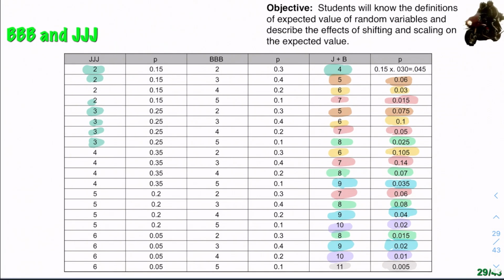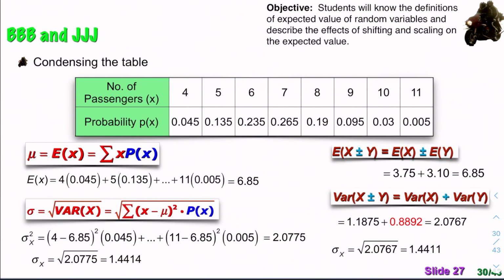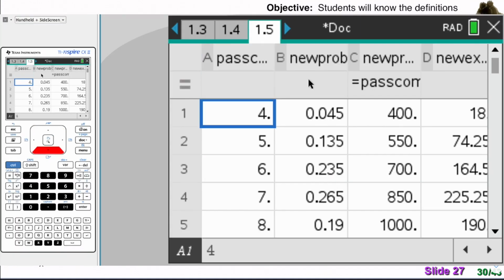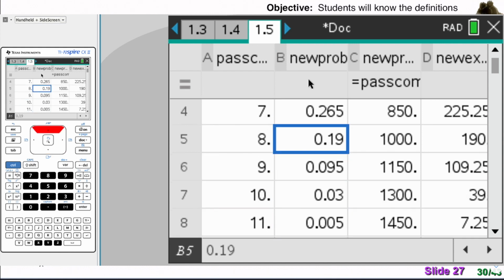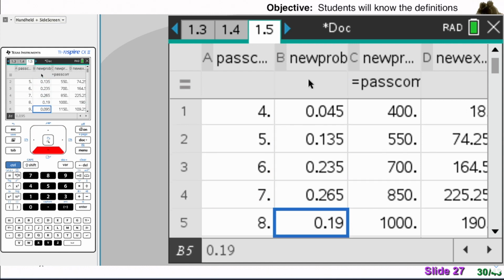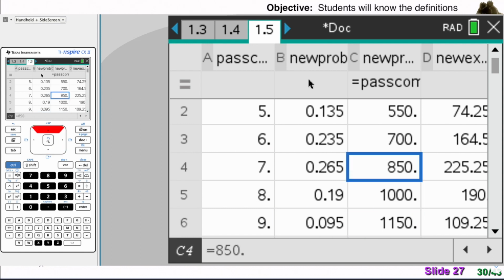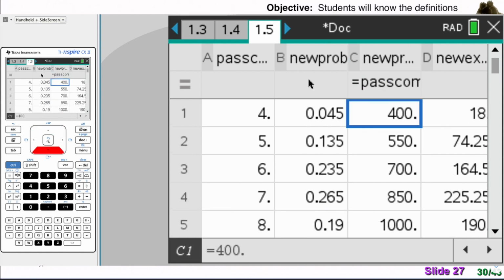Now, I'm going to save you a little bit of work, and we're going to get this new probability distribution. This takes all of the new possibilities of passengers we could take in both the Jeep and the Bronco, and we are going to do the exact same work for the probability distribution. So on our calculator, you can see I have each of those. So I have 4, 5, 6, 7, 8, 9, 10, 11 with their new combined probabilities from that combo table. And now I could find their expected value.